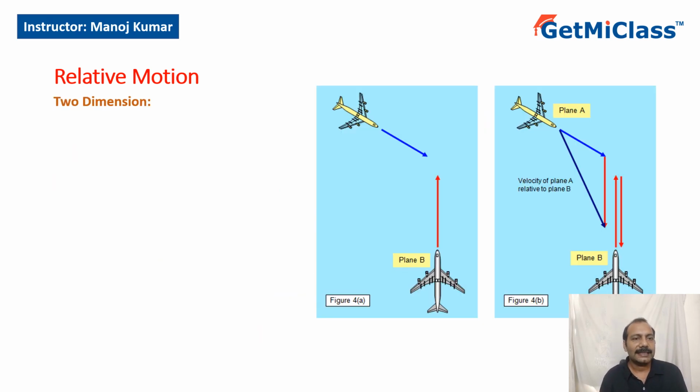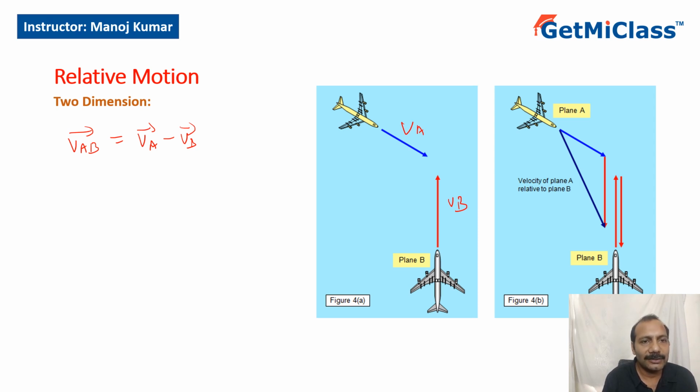Now let's extend the same idea into two dimensions. Here you can see there are two planes, plane A and plane B. This is the velocity of plane A, and this is the velocity of plane B. I can use the same formula: the velocity of plane A with respect to B is equal to the velocity of A minus the velocity of B. There is absolutely no problem with that. So the velocity of A with respect to B would be VA minus VB.